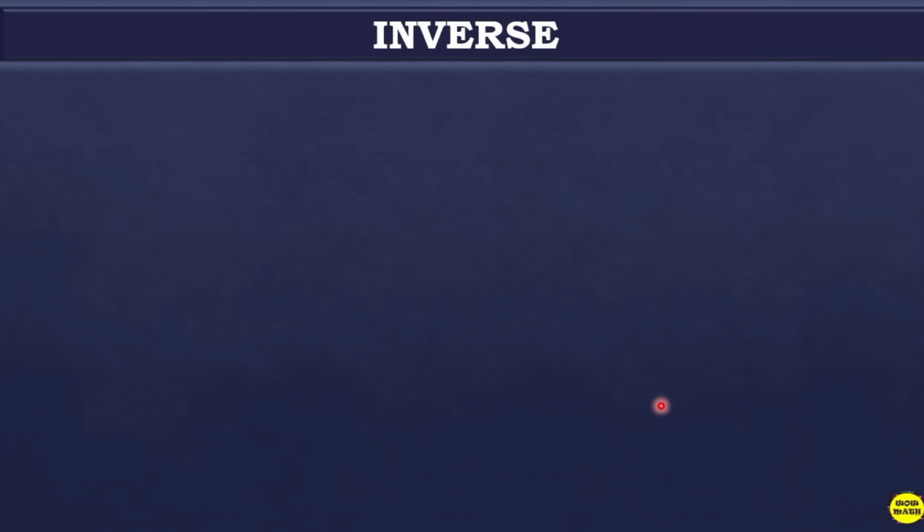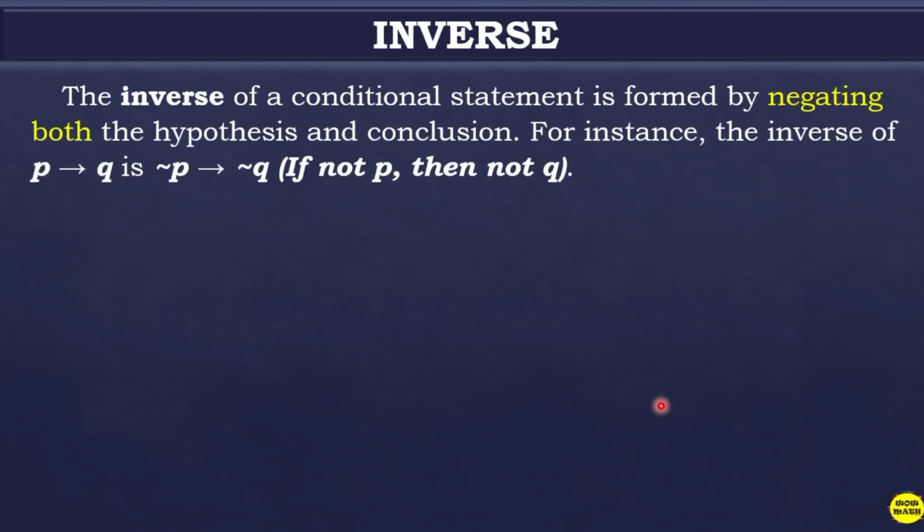Next, let's proceed to the inverse. So, the inverse of a conditional statement is formed by negating both. So, ito yung gagawin mong negative yung hypothesis mo and also your conclusion. So, kung ang conditional statement mo, if P then Q, ang iyong inverse, i-negate mo lang siya. So, this is the symbol for negation. Okay? Ito po yung symbol natin for negation. So, magiging negative lang po siya. If not P, then not Q. Okay? So, that is the inverse.